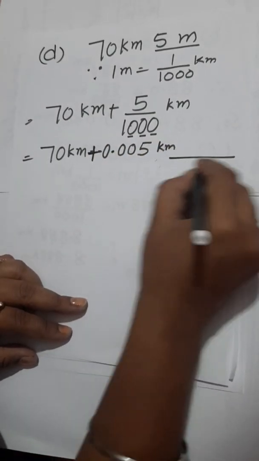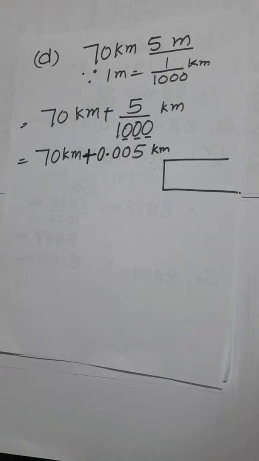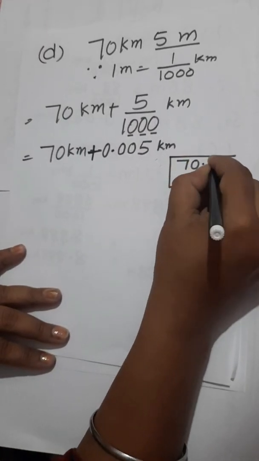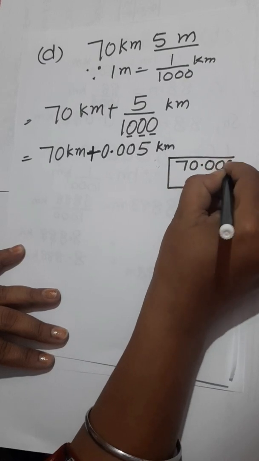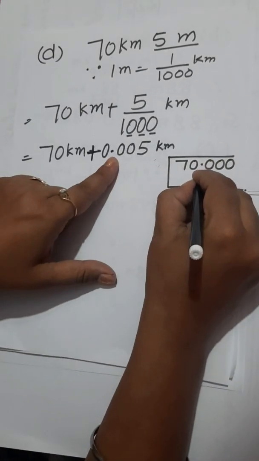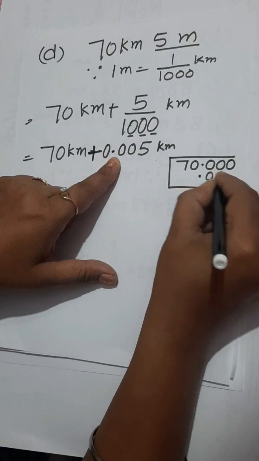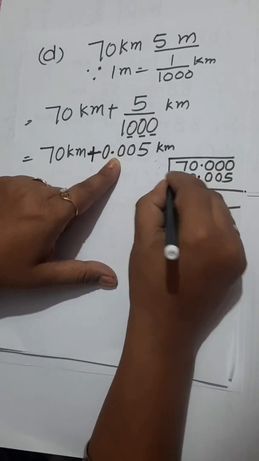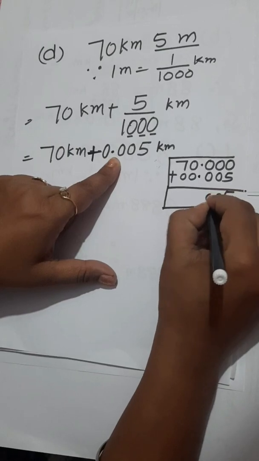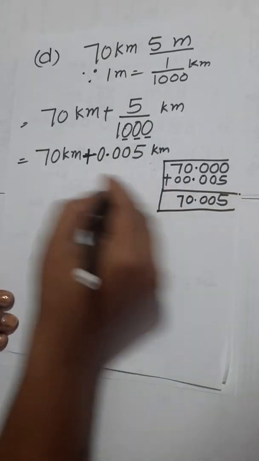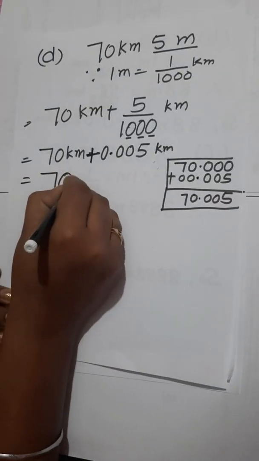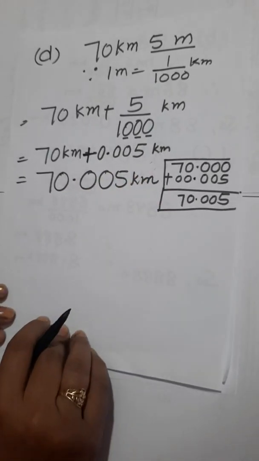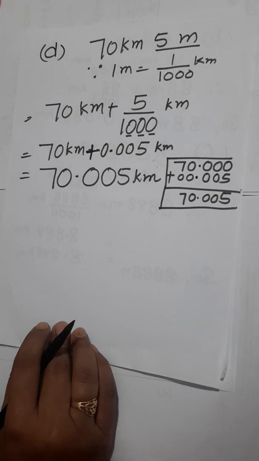Now whenever you have to add, so I will write 70.000. So here I will put decimal first, then 00500. Now add. When you add, so your answer is 70.005 kilometer. So this is our required answer.